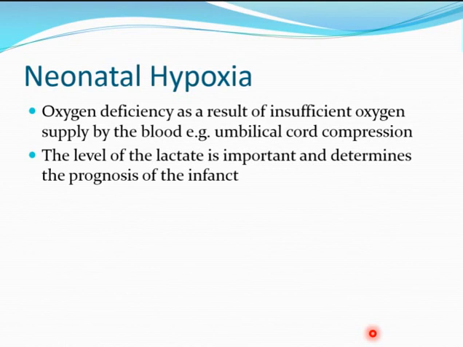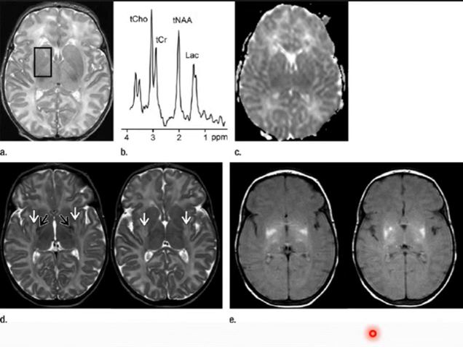Regarding neonatal hypoxia, the oxygen deficiency results in insufficient oxygenation. For example, due to umbilical cord compression, the level of lactate is important and determines the prognosis of the infants. In neonatal hypoxia, if you do an MR spectroscopy, you focus on the level of lactate. Is it decreasing, increasing? It will predict the outcome of this neonatal hypoxia.